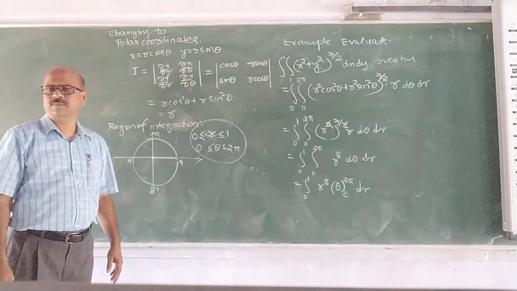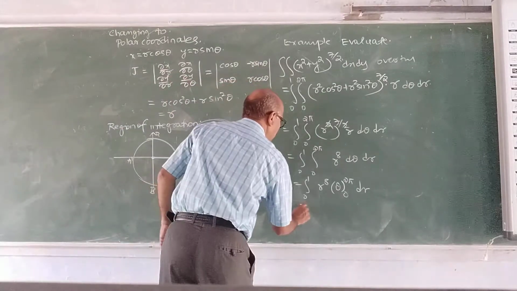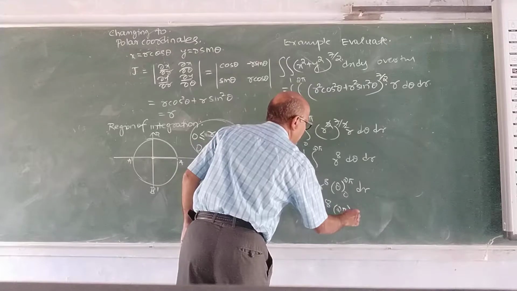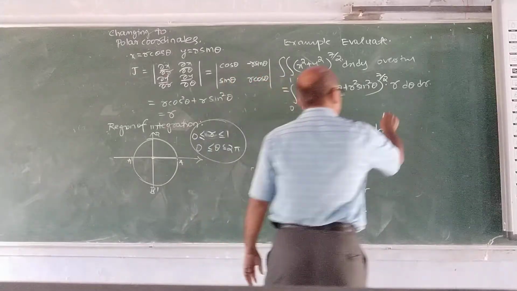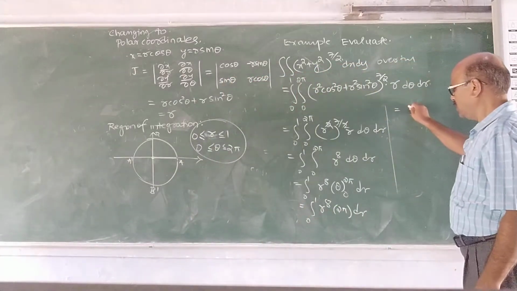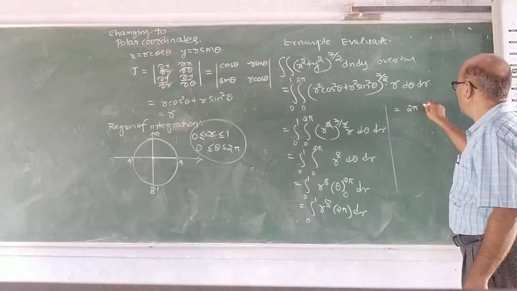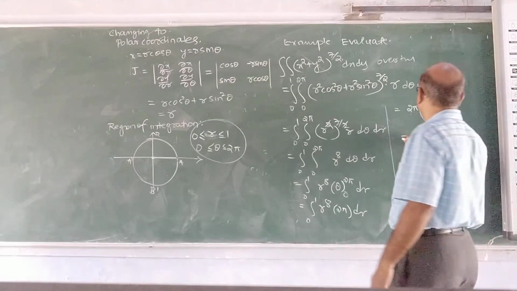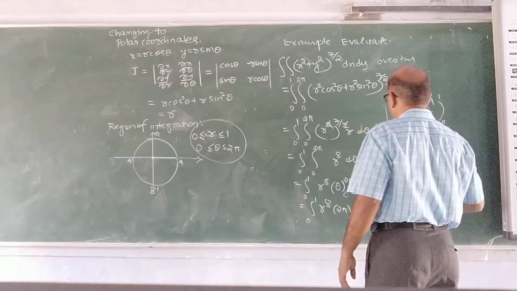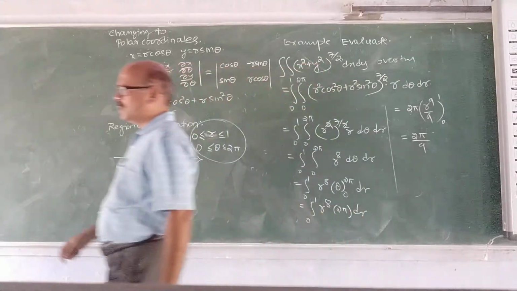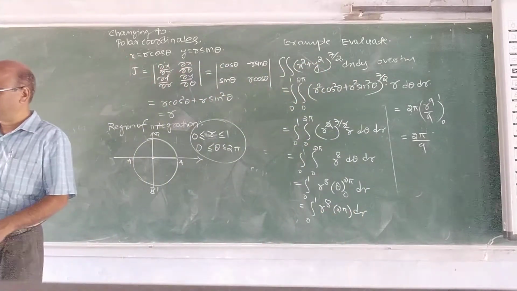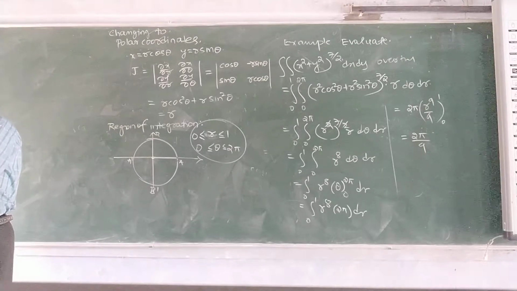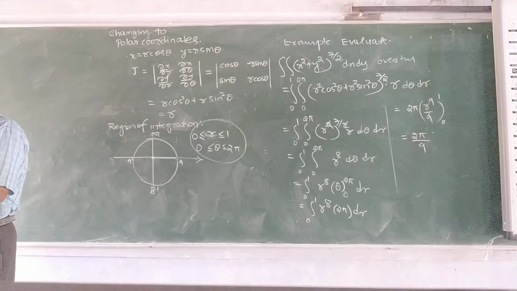So 0 to 1, r raised to 8, 2 pi with respect to r. So it is 2 pi, r raised to 9 by 9, 0 to 1. So 2 pi by 9. So the final answer is 2 pi by 9. If we verify this, it is 2 pi by 9. Yes.